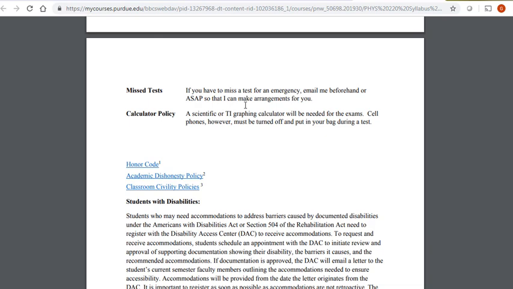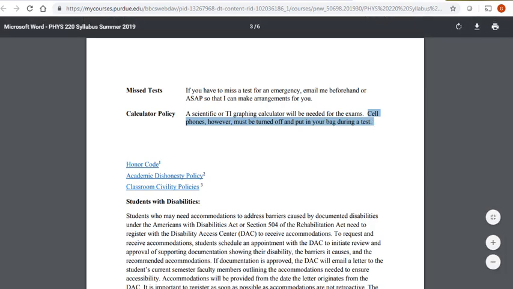Maybe from the schedule you already know you're going to miss a test. So let me know and we can work around that as well. So you will need a calculator. It doesn't have to be a really fancy calculator. Scientific, graphing calculator is fine. Maybe you already have one for math class. Cell phones, though, you cannot use during tests. You've got to put them away, put them in your bag.